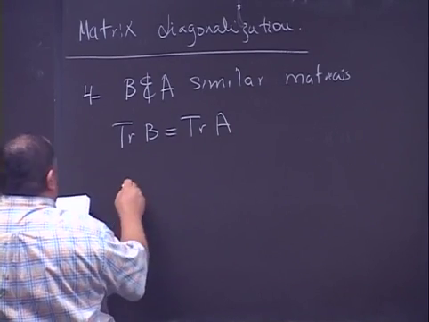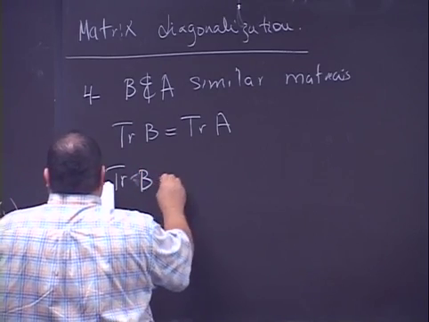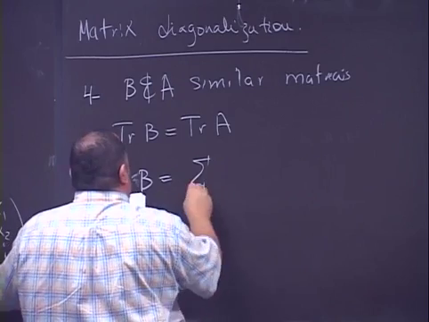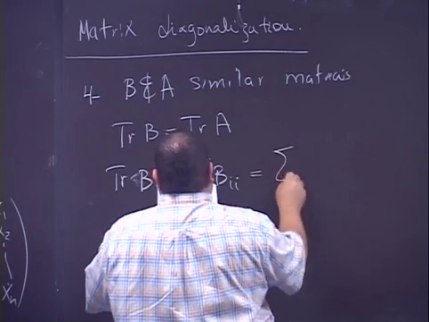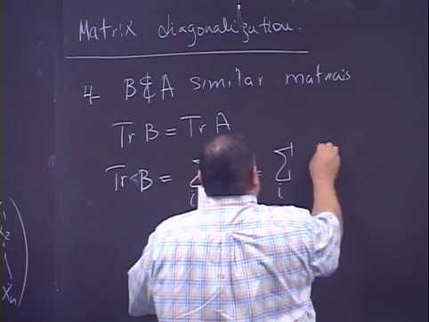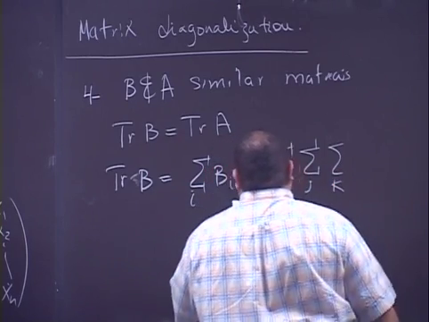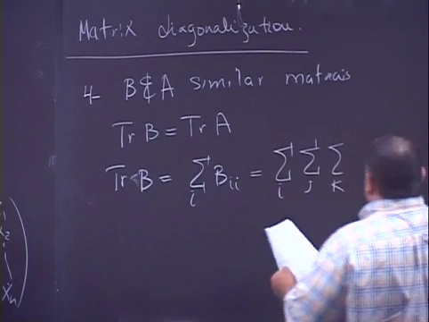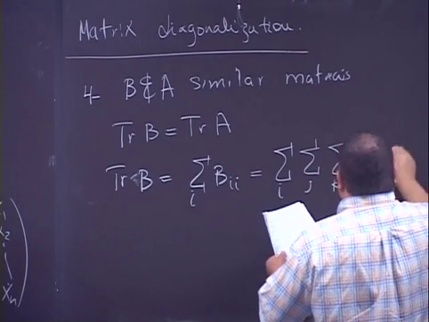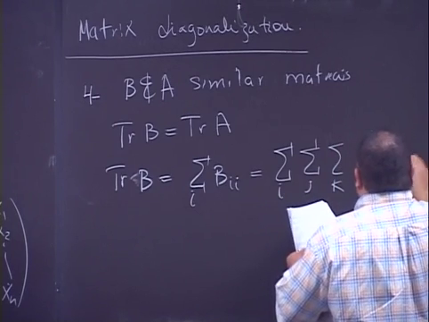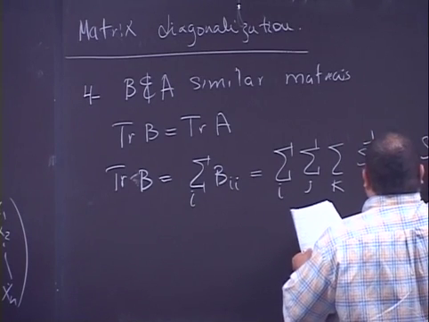So here it is. The trace of B will be just the summation of the diagonal elements of B, which is B_ii. And this will be the summation over i, over j, over k. And what's B? The matrix B is formed from the similarity transformation of the matrix A. So this is S_ij A_jk S_ki.